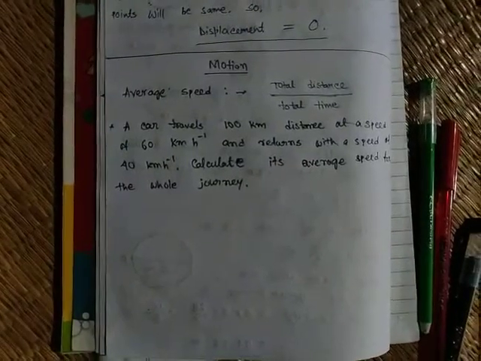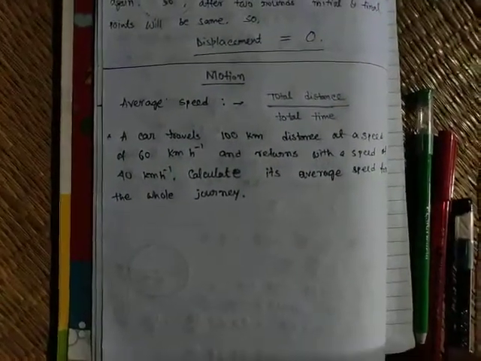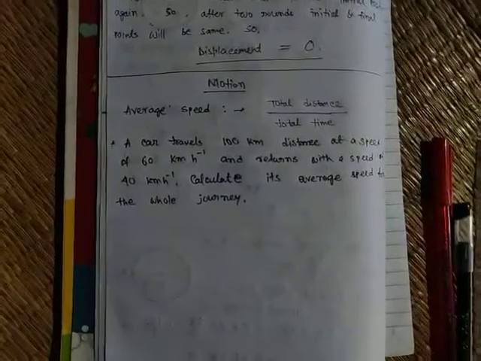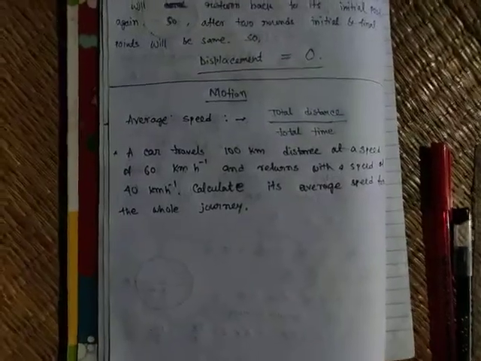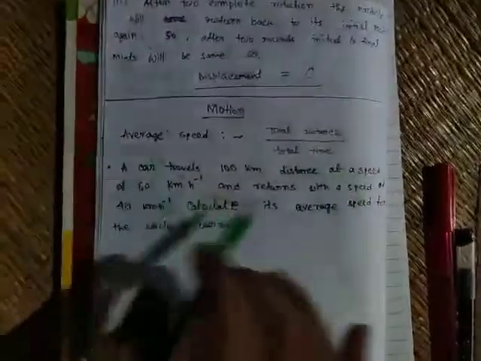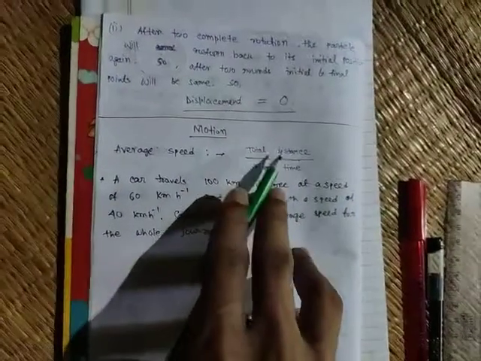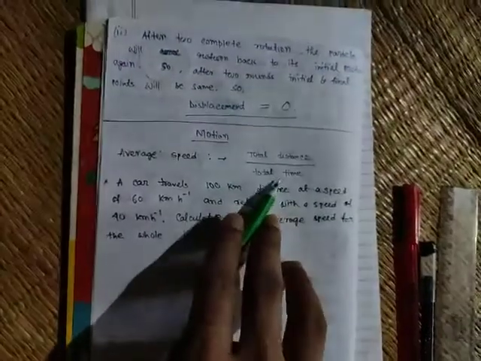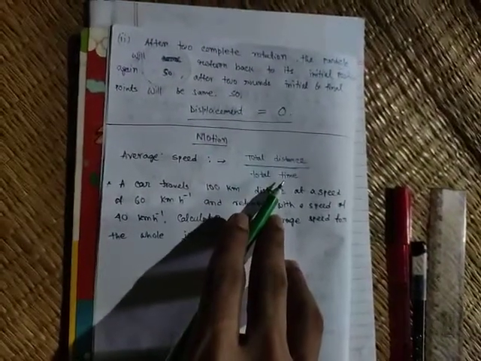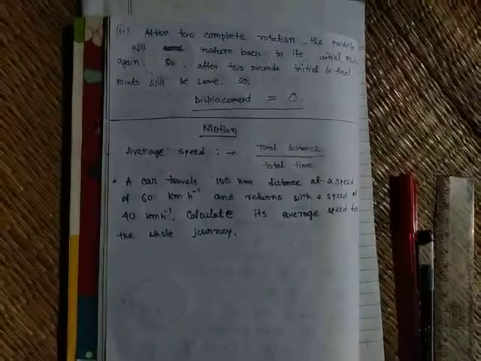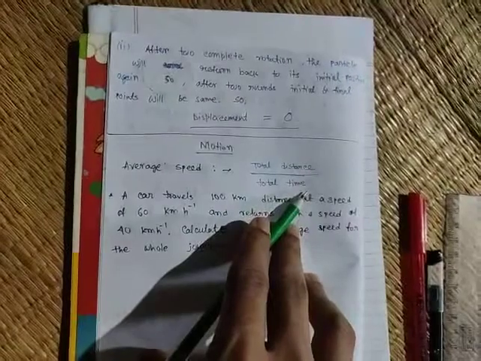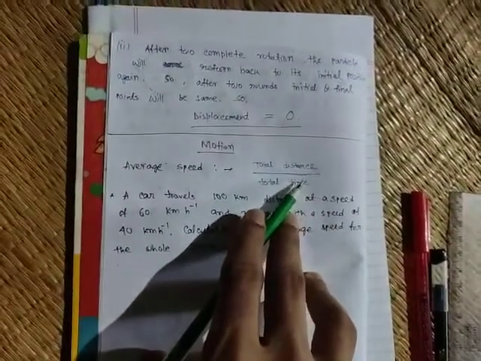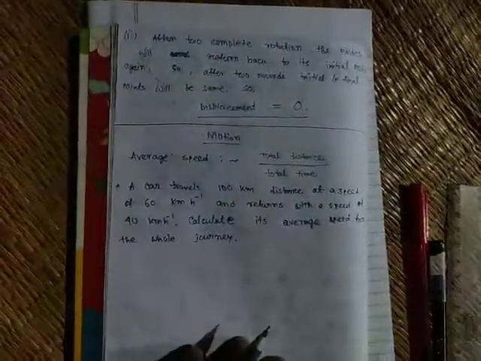So, as I said in the last class, today I will explain some sums regarding average speed. Okay. So first, again I am discussing what is average speed. Average speed is defined as the ratio of total distance covered by an object to the total time taken by the object. Average speed is equal to total distance upon total time. You all have to remember this formula. With the help of this formula we can calculate the average speed very easily.